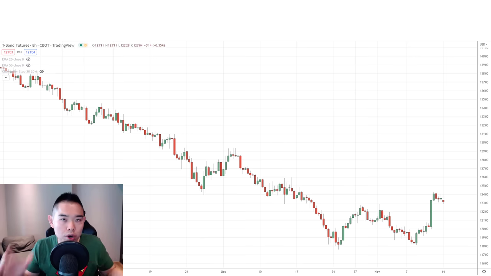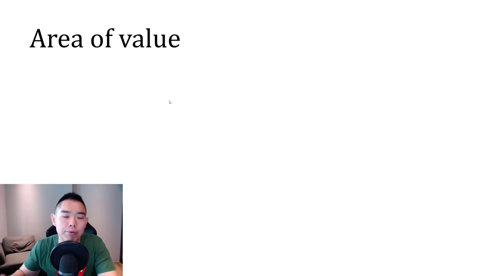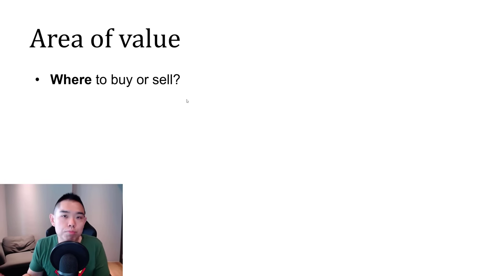So as you know, you don't want to buy just because the market is in an uptrend, or sell just because it's in a downtrend. So the question now is, where exactly do you buy and sell on the chart? And this brings us to number two, the area of value. This simply helps you answer the question, where do you buy or sell?